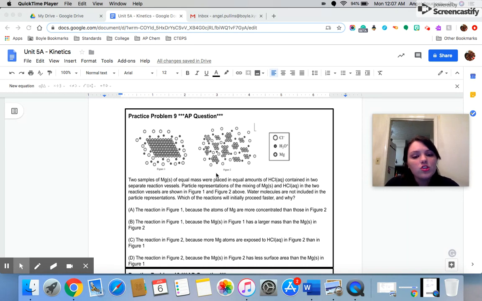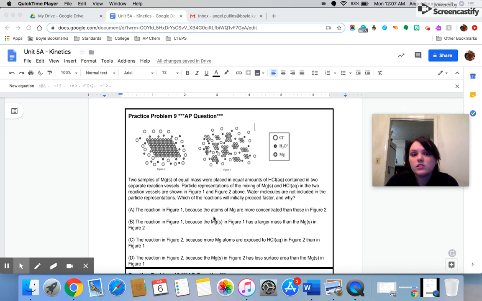The reaction in figure 1, because the magnesium in figure 1 has a larger mass. That doesn't really affect anything, right? And also, you don't know if all of these together could equal up to that mass or not. So I don't think that B is going to be the right answer. We'll place it on hold. The reaction in figure 2, because more magnesium atoms are exposed.